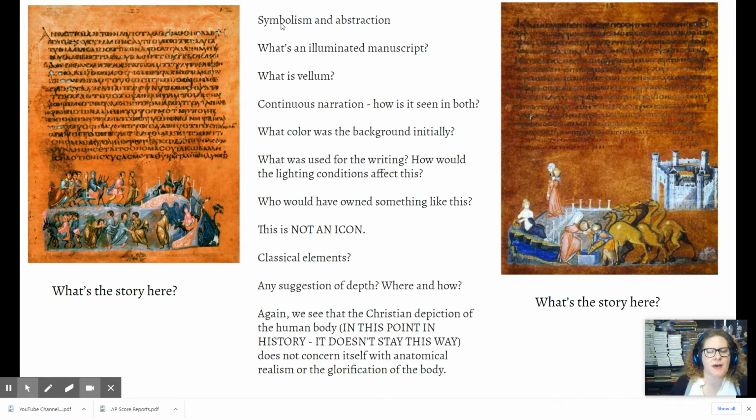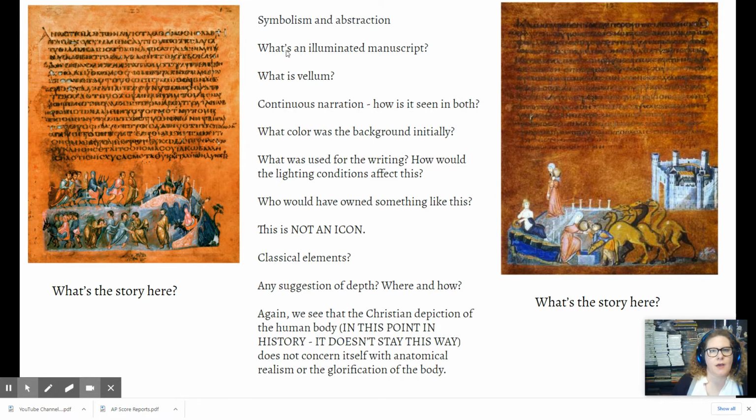We want to think about the fact that Byzantine art and early Christian art in general, and also into medieval art, tends to focus on the symbolic rather than the literal. And that also fits into their interest in abstraction. Now, I did not say abstract, I said abstraction, which means taking something as it looks in reality and changing it somewhat in order to fit your purposes.